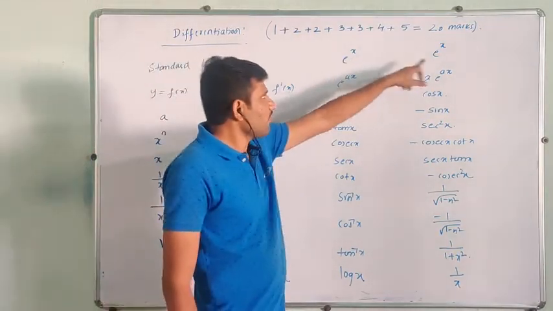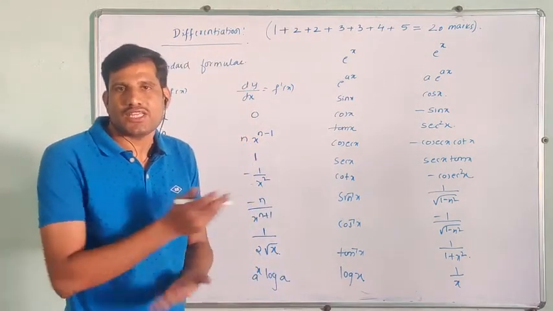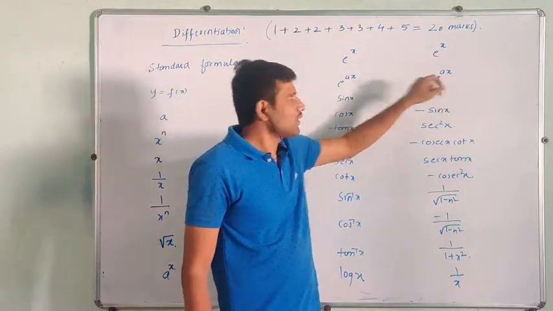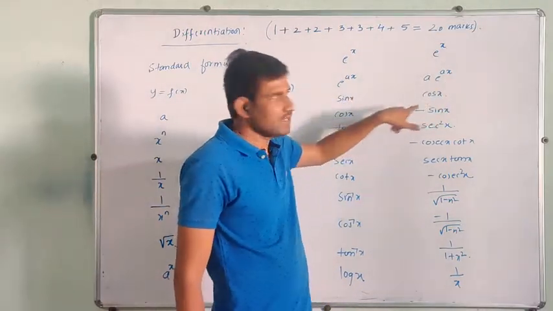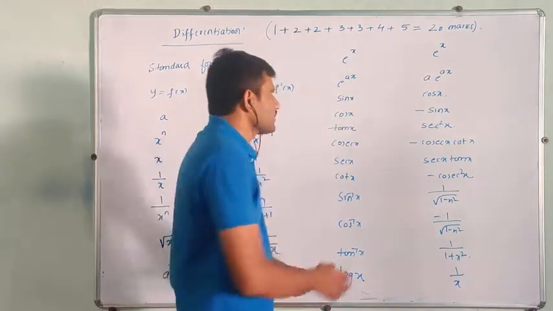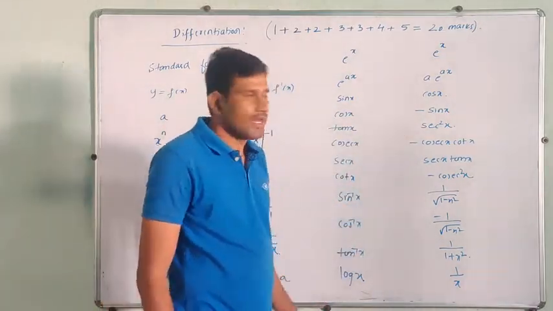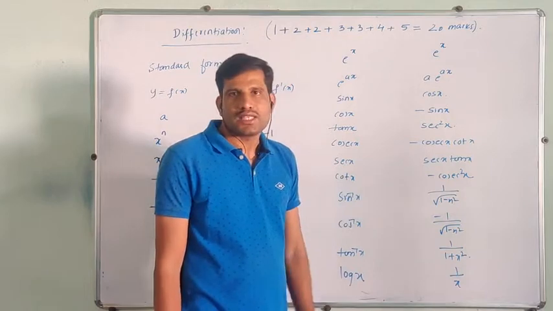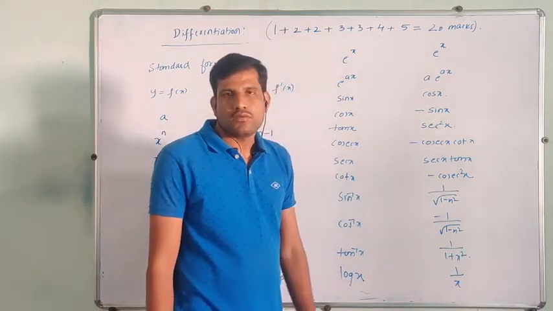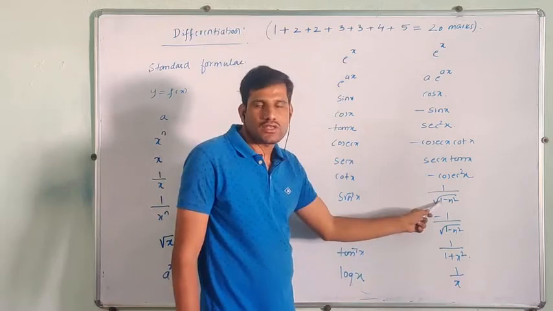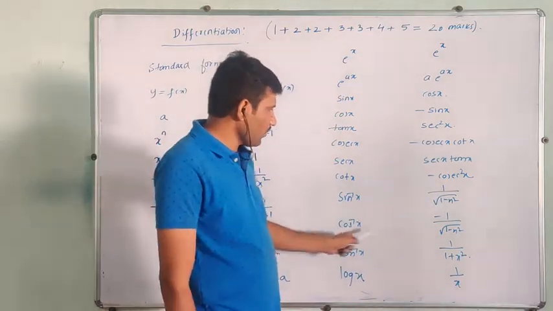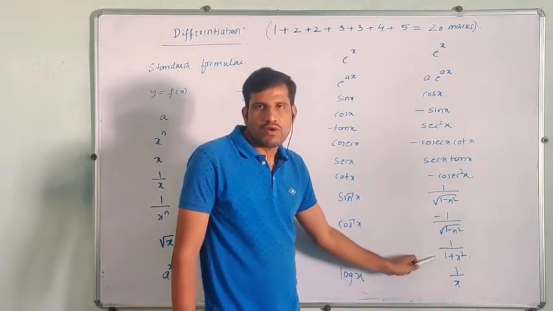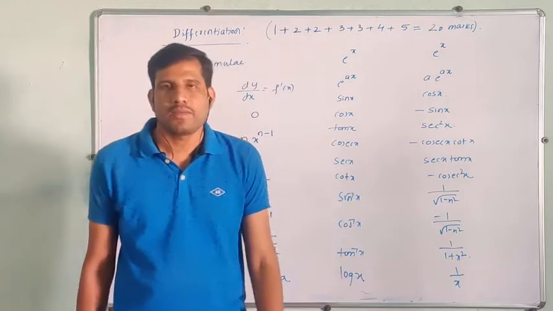Right? So derivative of e raised to x is e raised to x itself. Then derivative of e raised to ax is a into e raised to ax. Right? So derivative of sin x is cos x. Derivative of cos x is minus sin x. Derivative of tan x is sec square x. Derivative of cosec x is minus cosec x into cot x. Derivative of sec x is sec x into tan x. Derivative of cot x is minus cosec square x. Derivative of sin inverse x is 1 by root of 1 minus x square. Derivative of cos inverse x is minus 1 by root of 1 minus x square. Derivative of tan inverse x is 1 by 1 plus x square. Derivative of log x is 1 by x.